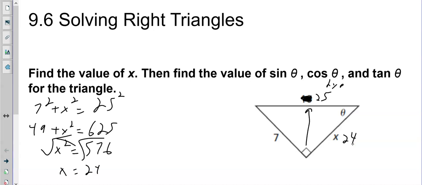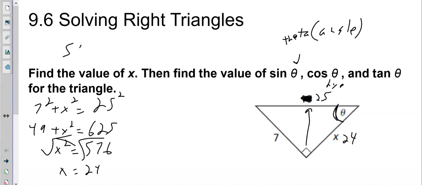Now let's deal with the actual math of this section, which is finding sine, cosine, and tangent of this funky little symbol here. This symbol is the Greek letter theta. Not really important, I'll probably refer to it as theta. Often though, I'll just refer to it as the angle. Okay, so here's the angle right here. We're talking about this angle right here.